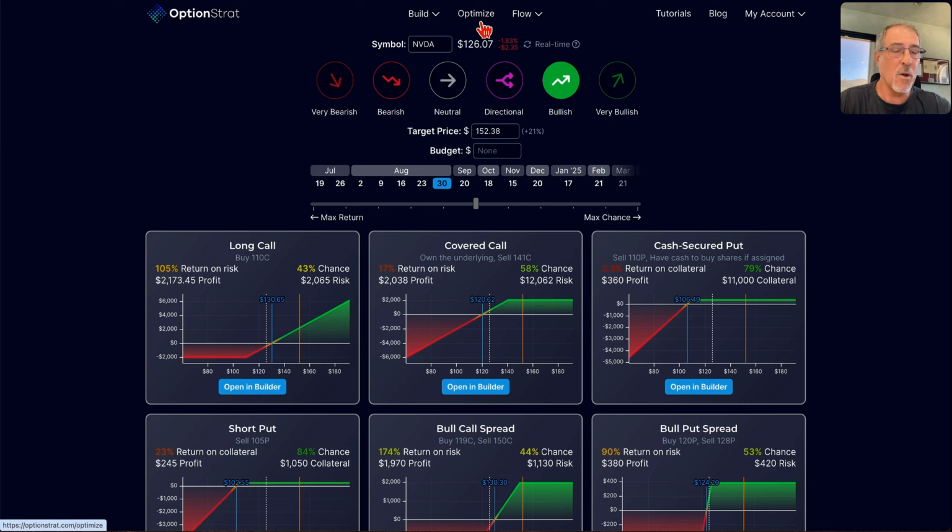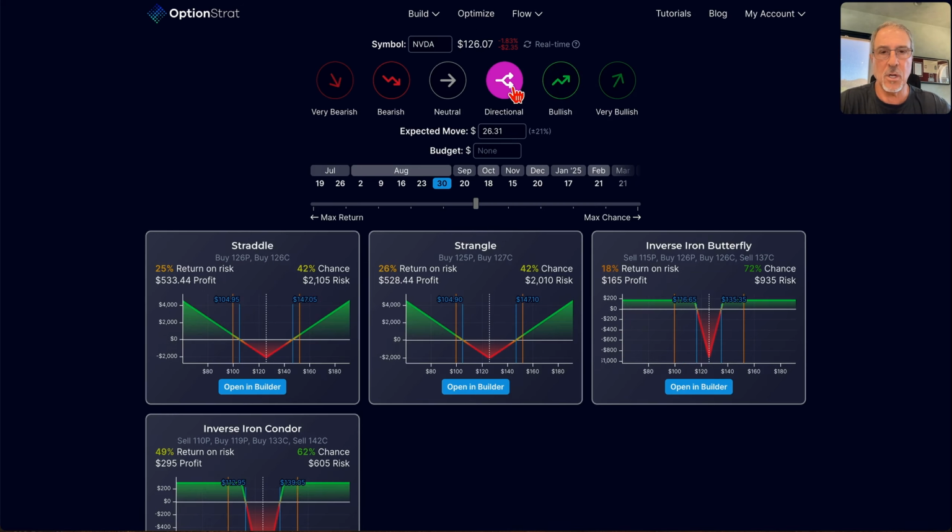Keep in mind, I don't know which direction the market's apt to go here or Nvidia's apt to go. So I'm going to choose directional. So I don't know which direction, up or down, but I don't need to know with this particular trade. I also want to make certain that I am selecting, in this case, an expiration that is after Nvidia's earnings announcement. Their earnings announcement is on August 28th, so I am selecting August 30th.